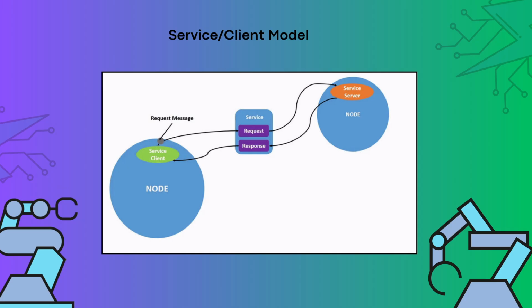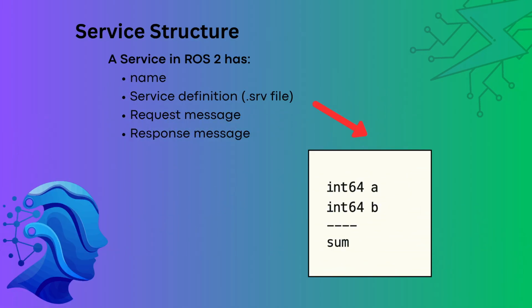Alright, now that we know what services do, let's look at how a service is actually structured in ROS2. A service is made up of three simple parts: a name, a service definition file called the .srv file, a request message, and a response message. As you can see in this example, the top section defines the request, in this case two integers a and b. The line of dashes separates the request from response, which here is just one integer, sum. So this service simply takes two numbers, adds them together, and sends the result back. That's all a service really is, a clear request and a precise response.